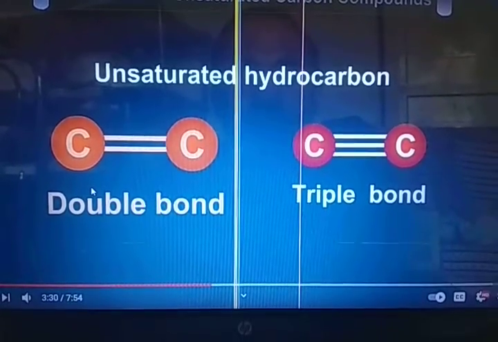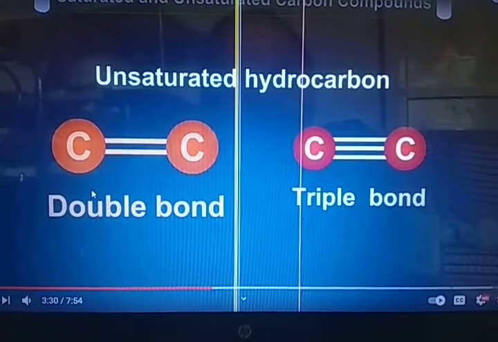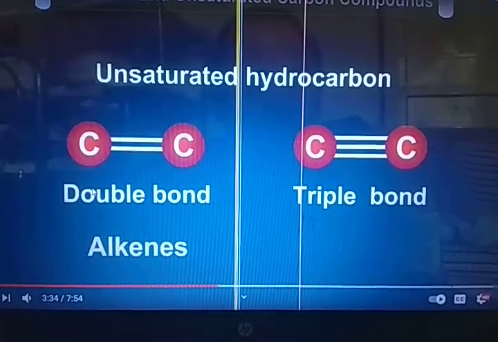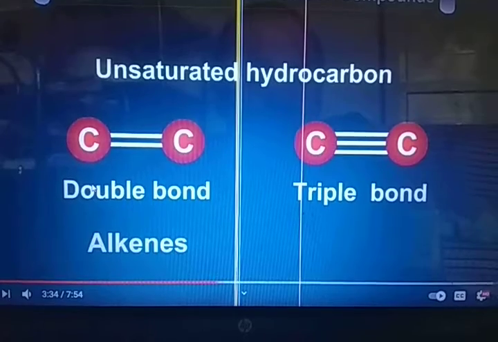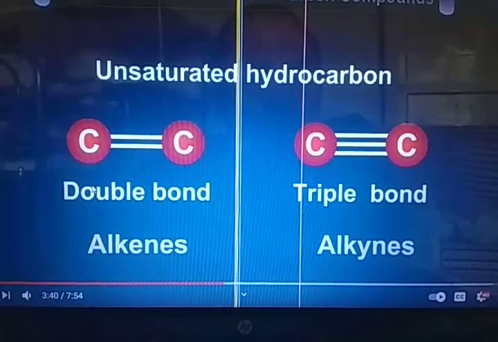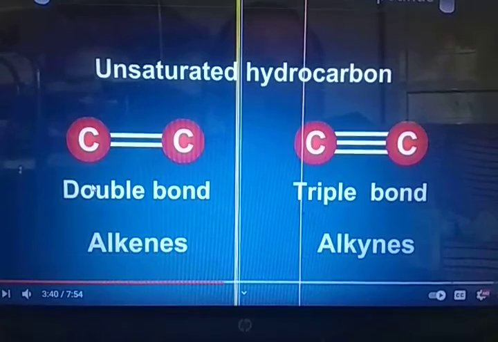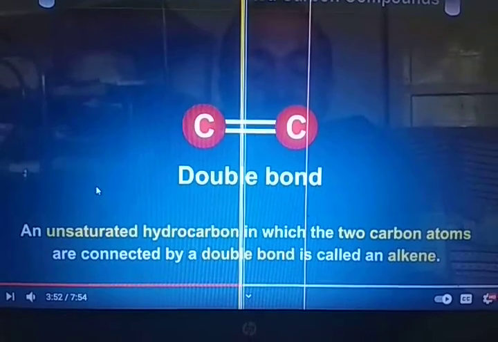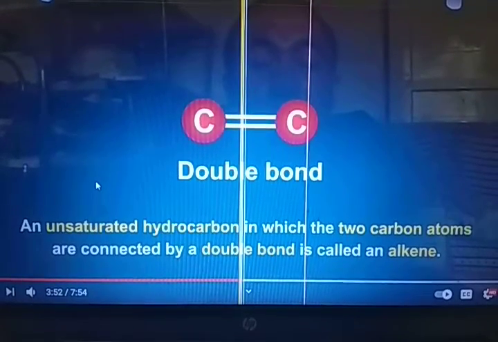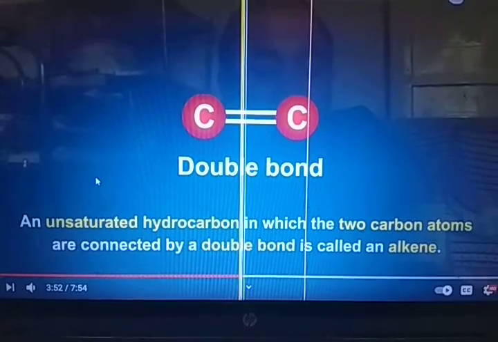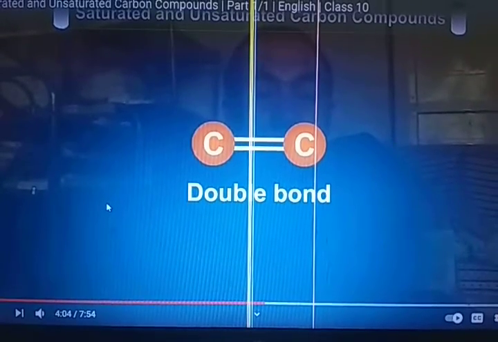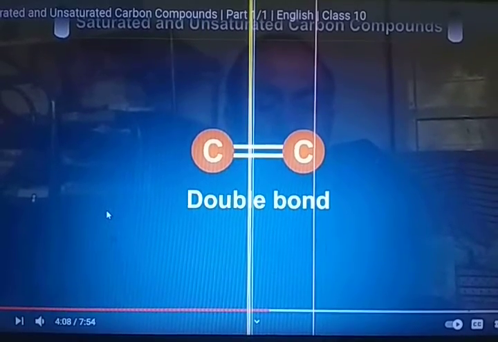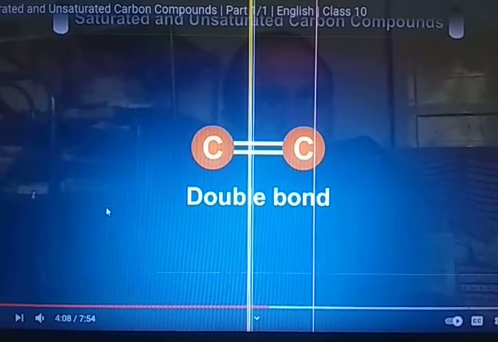As we mentioned, unsaturated hydrocarbons can be classified into two: double bond and triple bond. The double bond compounds are known as alkenes, and the triple bond compounds are known as alkynes. Unsaturated hydrocarbons in which two carbon atoms are connected by a double bond are called alkenes. This alkene contains a double bond between the two carbon atoms, which means the carbon atoms share two pairs of electrons.